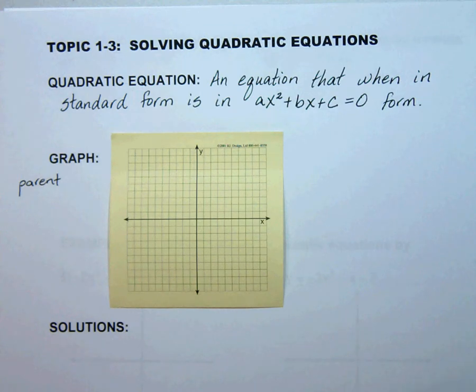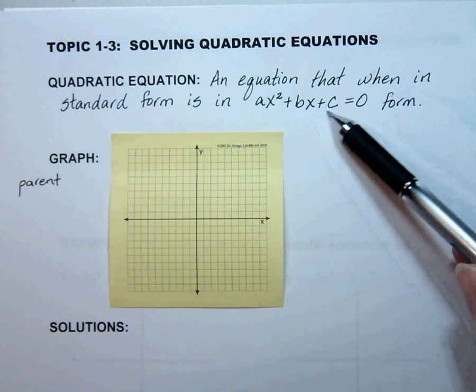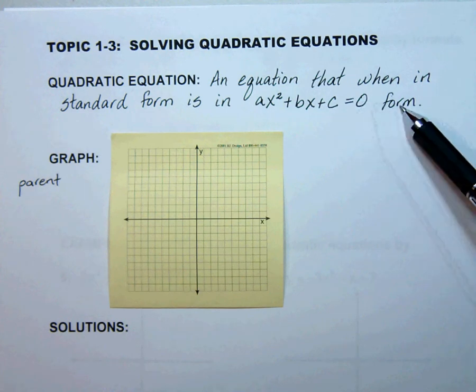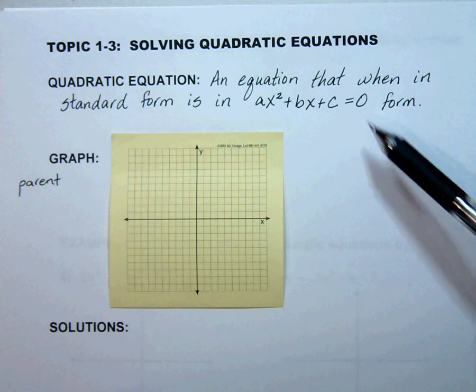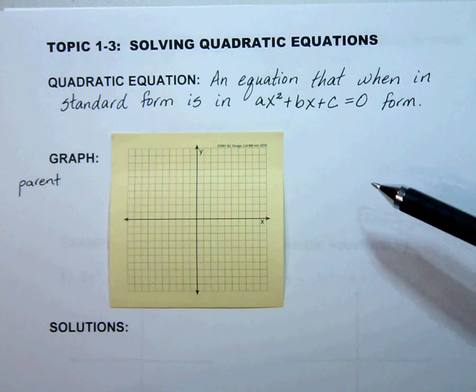Okay, we're on section 1-3, solving quadratic equations. The definition you should put on your notes is an equation that, when in standard form, is in ax squared plus bx plus c equals 0 form. It's very important that you set it equal to 0, and we'll talk about that a little bit later on.